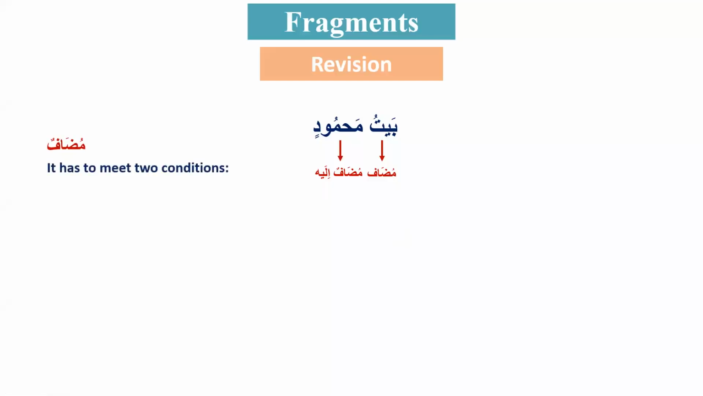So mudaf has to meet two conditions. Say the conditions again, Ali. It should not have any al and it should be always light. Yeah, it is always light and it does not have al at its beginning. It cannot be al baitu. If there is al at the beginning, then it cannot be mudaf.